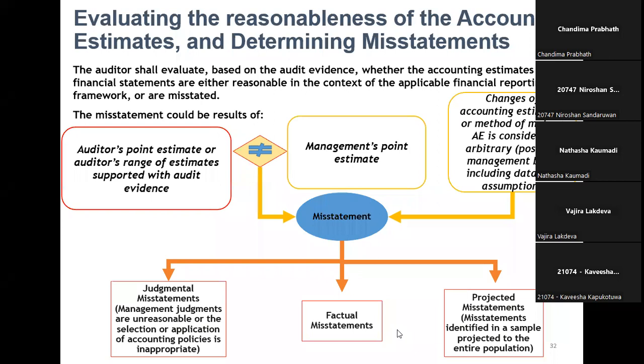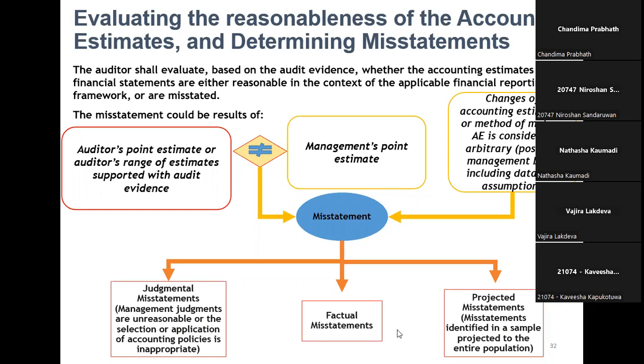Then, now there is untested value in the population. How much is that? The total value is 100 million. You have selected for the sample 10 million. In that there was a misstatement of 1 million, an overstatement. Now there is a value that is untested in the population. What is that value? 100 minus 10, 90 million.